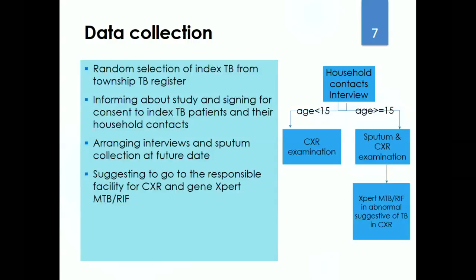For data collection, we randomly selected the index TB cases from the Township TB register, and then we got informed consent from each and every index TB patient's household contacts. We arranged the interview, and then we performed the sputum collection at convenient times. We suggested they go to the chest X-ray facility and GeneXpert. The figures show the procedures of the contact tracing in different age groups.